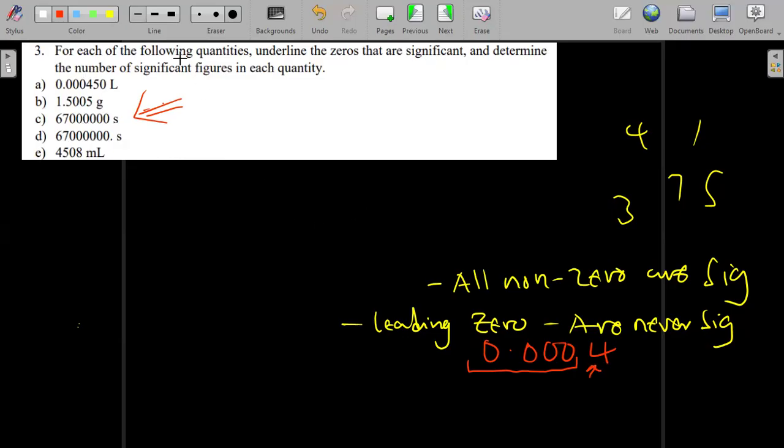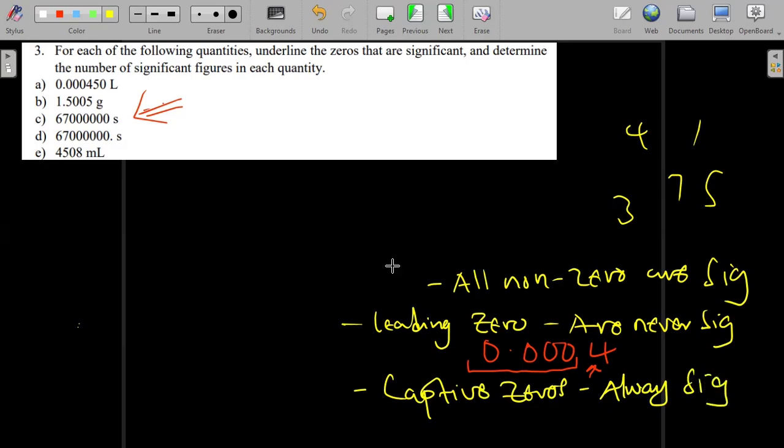Okay? And then the other rule is that captive zeros are always significant. By captive zeros, we mean zeros that are between non-zero digits. So for example, if I write 3009, these two zeros here are between the 3 and the 9, which are non-zero digits. So whenever you have captive zeros, you consider those zeros as what? Significant. So they are always significant. As long as they are captive zeros, they are always significant.